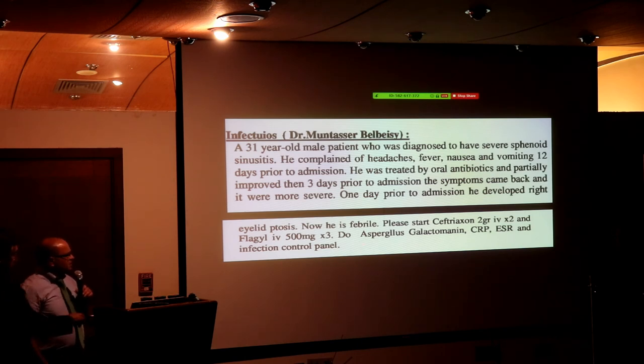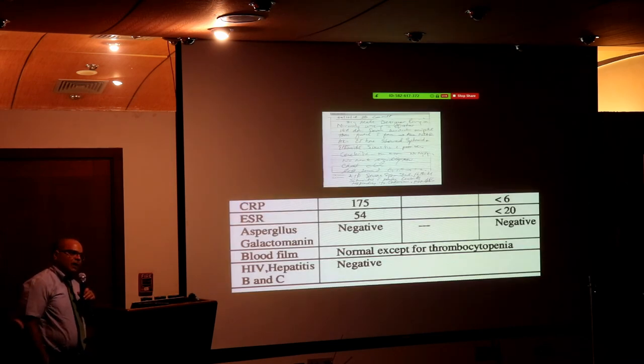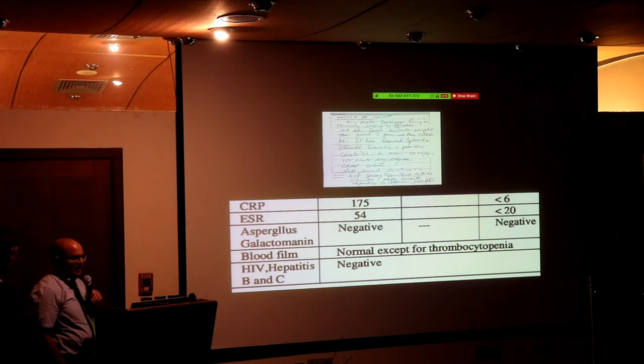What is aspergillus? Aspergillus galactomannan is part of the aspergillus cell wall, and we look for that antigen in body fluids. We can look for it in the serum, we can look for it in the CSF or in the BAL to give us an idea if the aspergillosis is invasive. If it is positive, it helps to make the diagnosis. If it's negative, yeah.